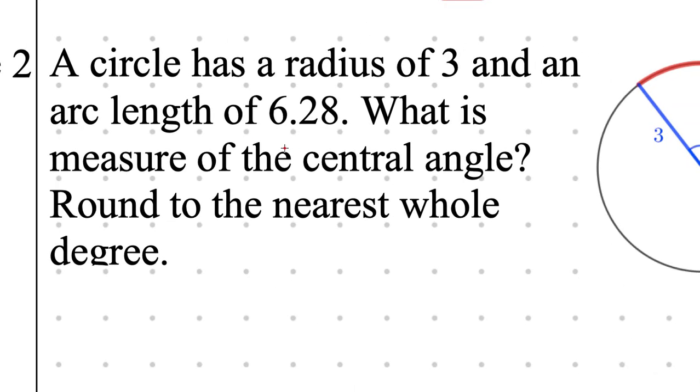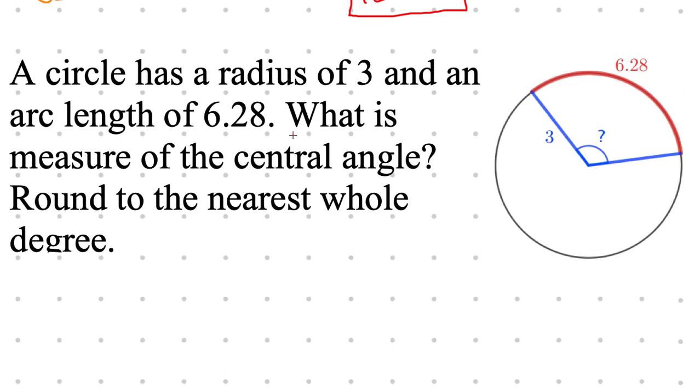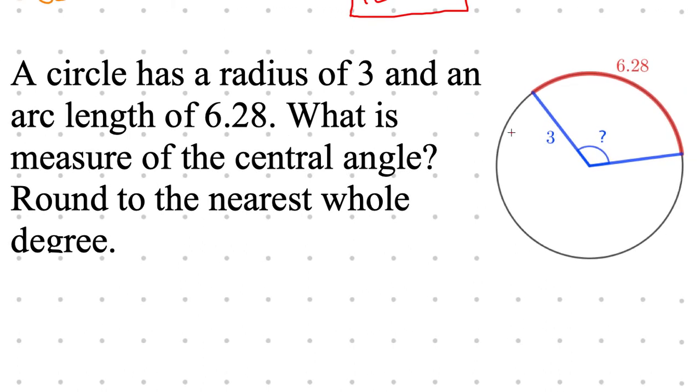All right, so we have this circle over here. It has a radius of 3, and it tells us its arc length. This arc length right here, in case you can't see, is just this length right there: 6.28. Oh, and this one we do have to round. I lied to us, sorry. Round to the nearest whole degree.